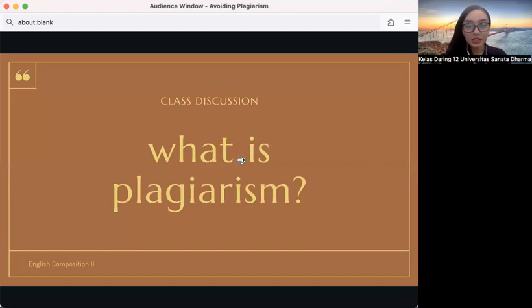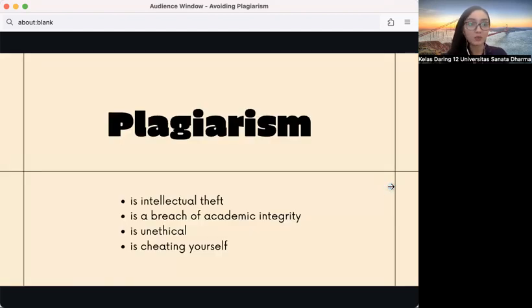Before we have further discussion, I have one important question. We're going to find out first the meaning of plagiarism. In your opinion, what does plagiarism mean? Any idea? Anyone, maybe? I do believe that most of you understand the meaning of this term. However, maybe not many of you are aware of and familiar with ways to avoid it. So we are going to see some definitions of plagiarism.